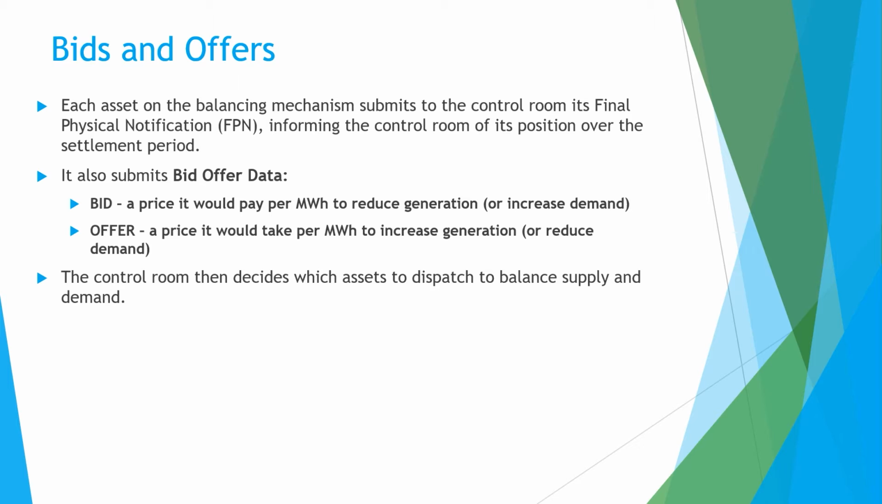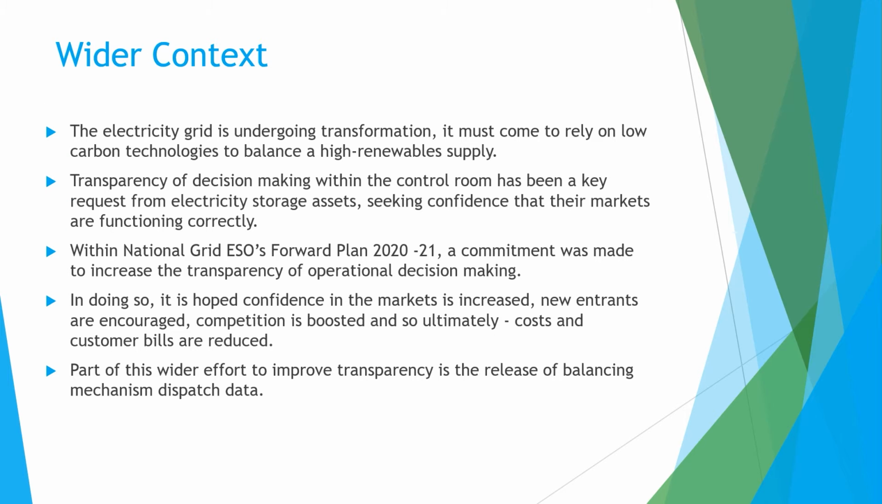So a bid is a price it would pay per megawatt hour to reduce its generation. So I will turn down, and I will pay for this energy which I'll be saving. And offer, a price it would take per megawatt hour to increase generation. So I will turn up to meet this requirement, but it'll cost you this much. So based on this, and then a number of other factors which I'll get into, the control room will then decide which asset to dispatch to balance supply and demand. That's the balancing mechanism in a nutshell.